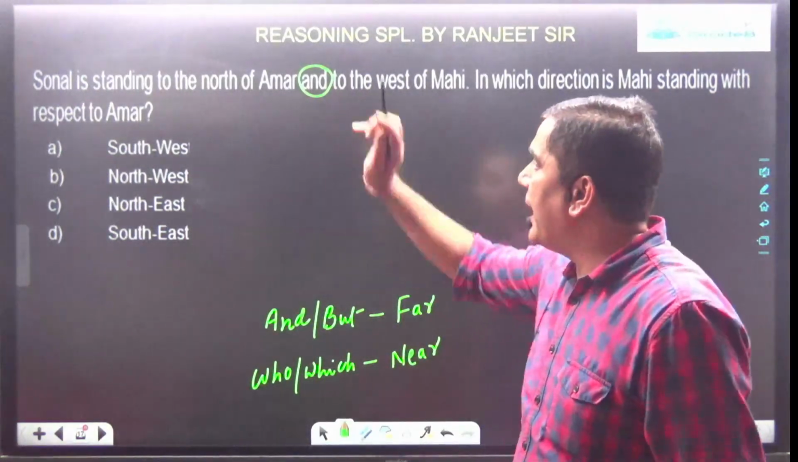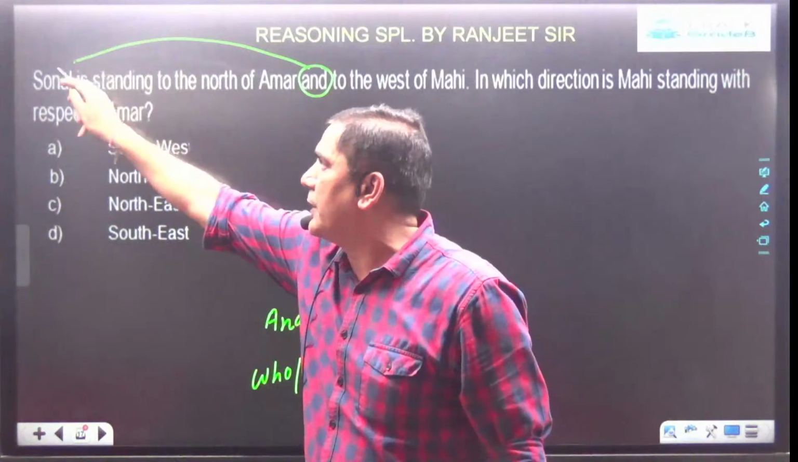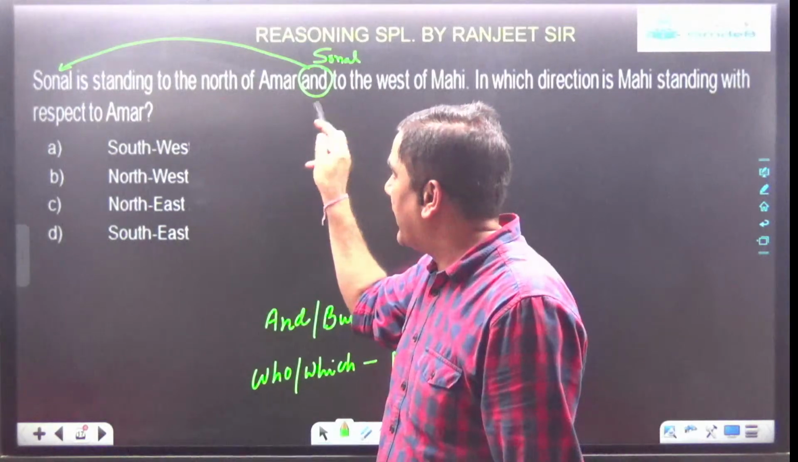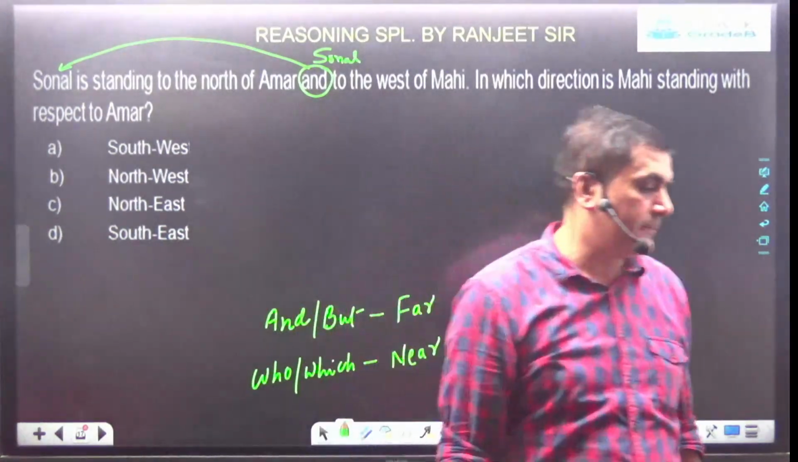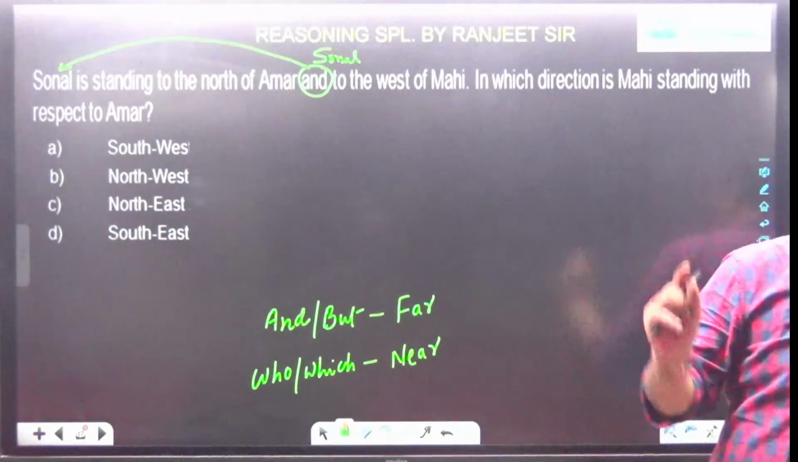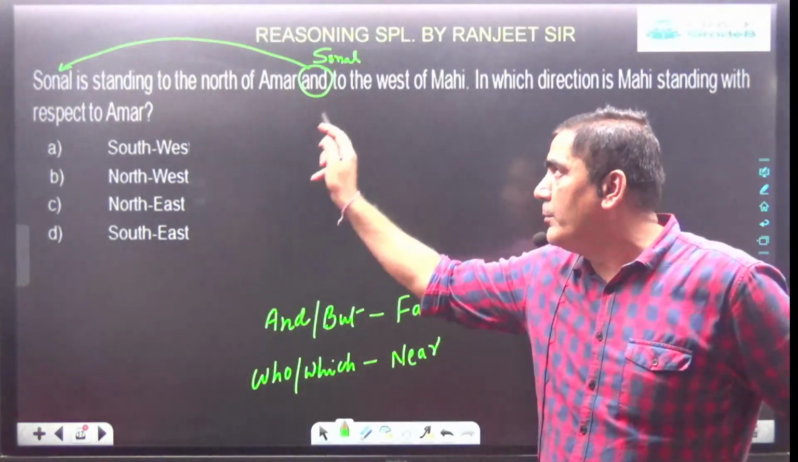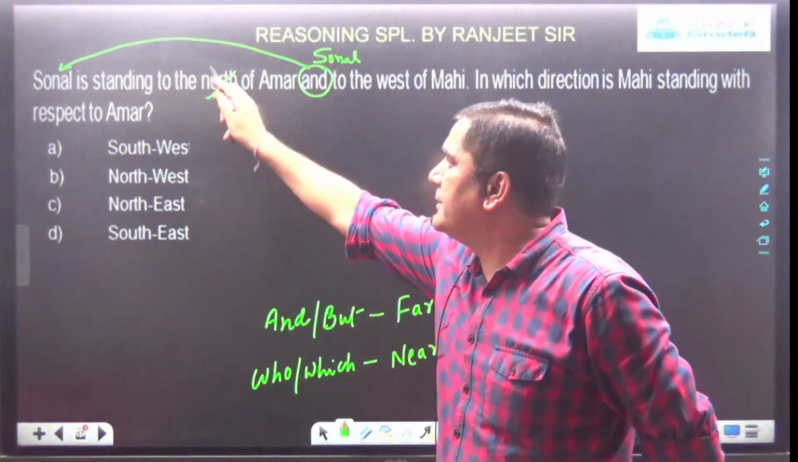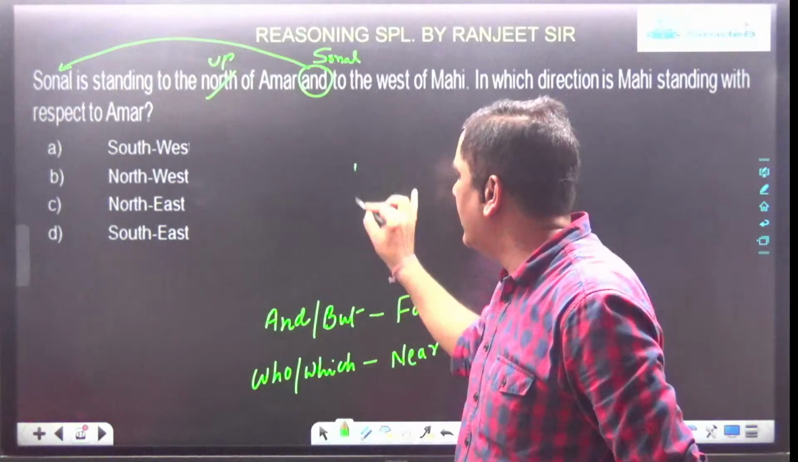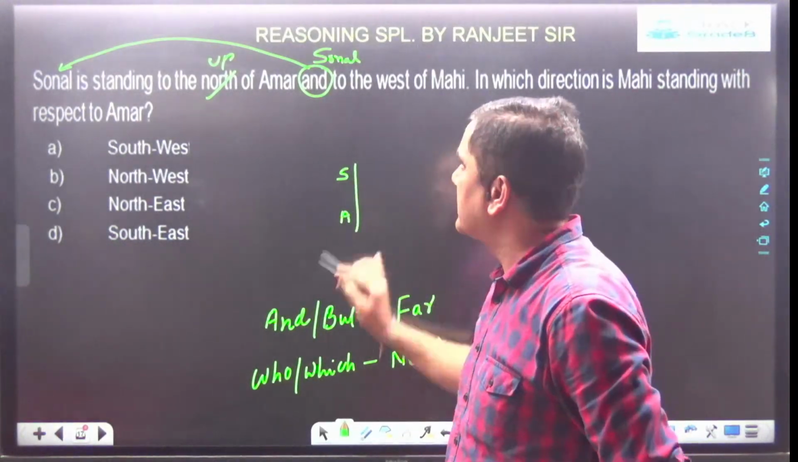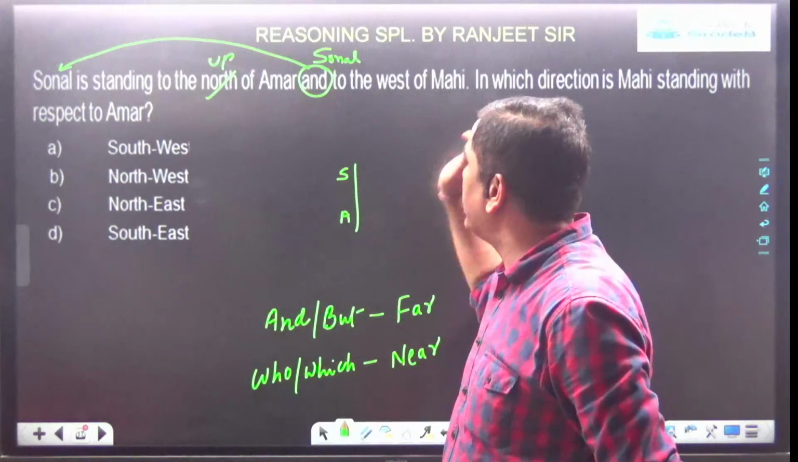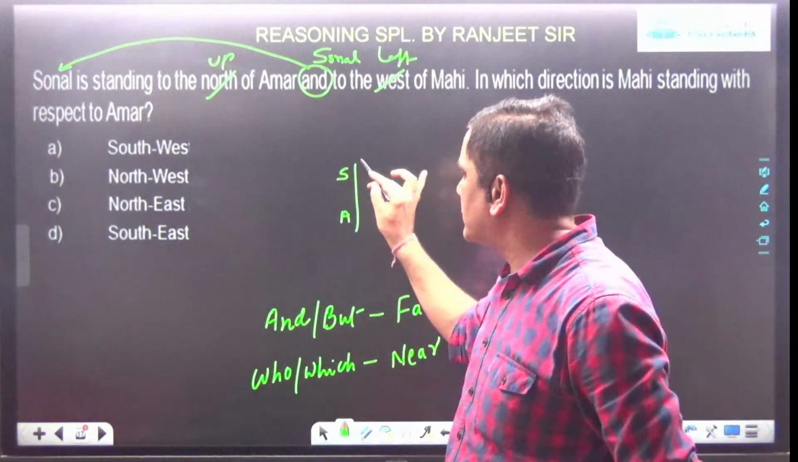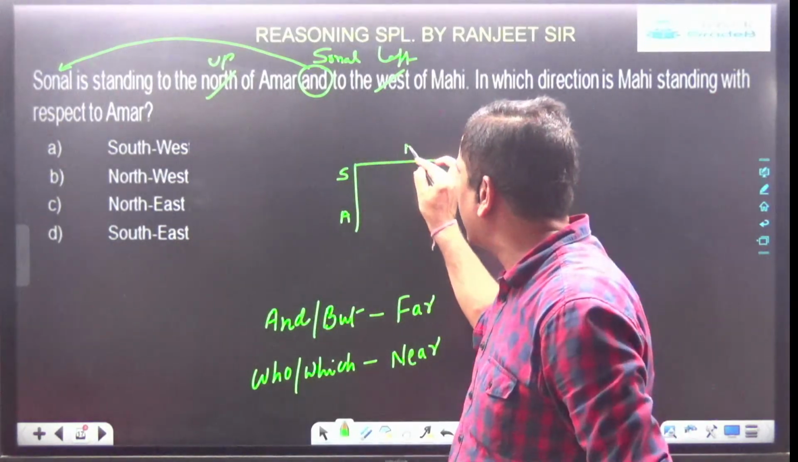Means what? This "and" stands for far. Far is who? Sonal. So this "and" stands for Sonal. If they had used the word "who", it must be for Amar. Now let's start. They are saying Sonal is standing to the north. North means up. So Sonal is above Amar. Next one, and Sonal is to the west of Mahi. West means left. So Sonal will be left of Mahi. Since Sonal is on the left, Mahi will be on the right.